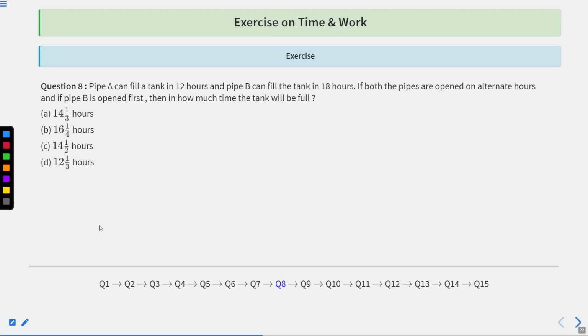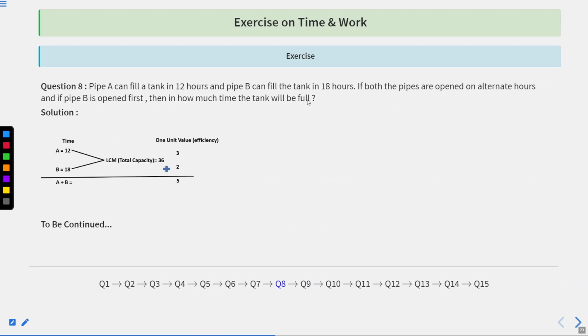Let us now move to question number 8. Pipe A can fill the tank in 12 hours and pipe B can fill the tank in 18 hours. If both the pipes are opened on alternate hours and if the pipe B is opened first, then in how much time the tank will be full? Let us now have a look over the solution.